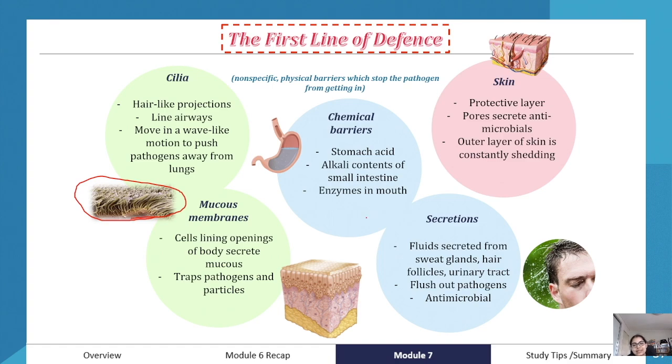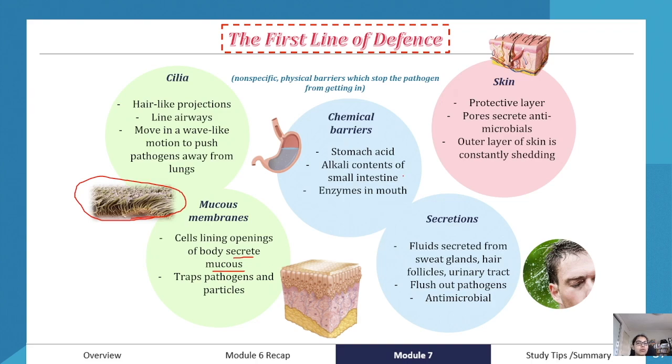The second one that we are looking at is mucous membranes. Mucous membranes line the openings of the body, and the cells secrete mucus, and that mucus traps the pathogens and particles. This is again important in ensuring that the pathogen doesn't get through to your lungs. We've got that in our noses, for example. So it's about ensuring that particles that we breathe in don't make it to the lungs.